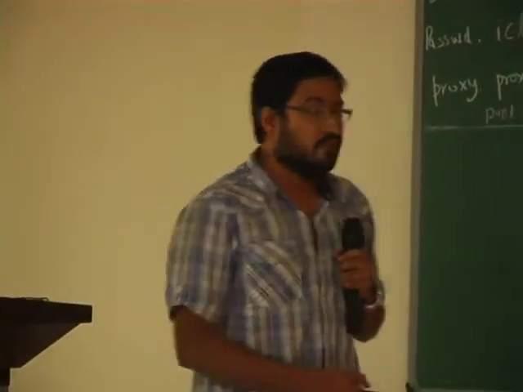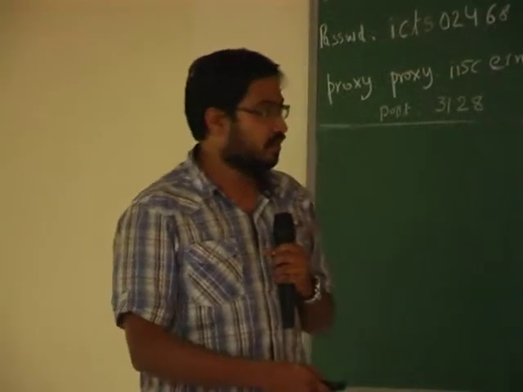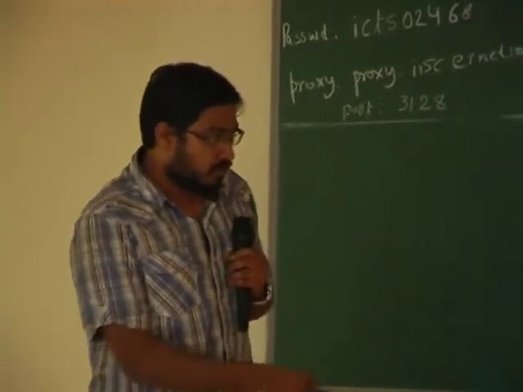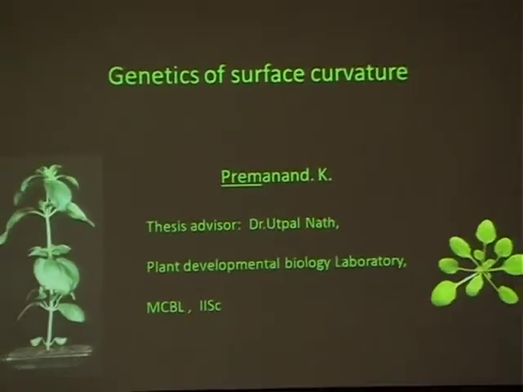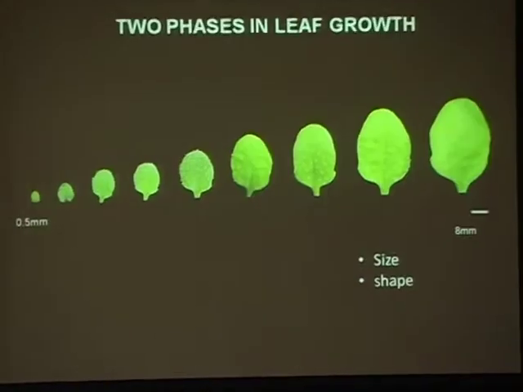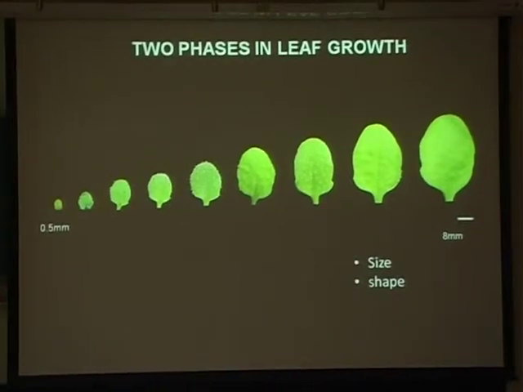Hi, I'm Prem from Utpal's lab. We work on various developmental processes that occur in plants. We use two model systems, Antirrhinum majus, commonly called snapdragon, and Arabidopsis. And today I'll be talking about one of the developmental processes, that is leaf development.